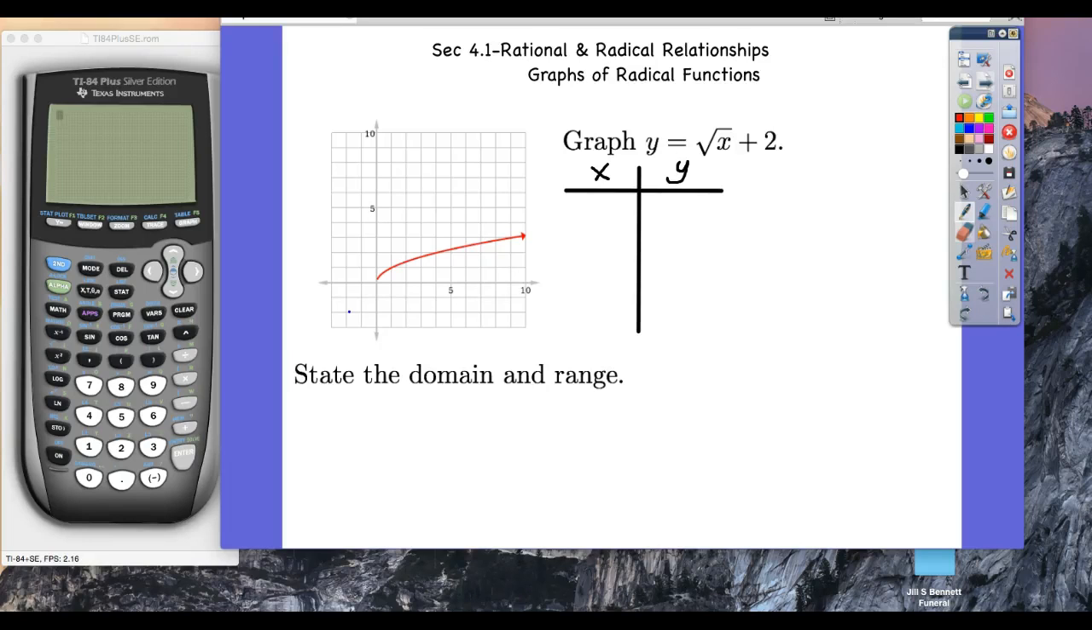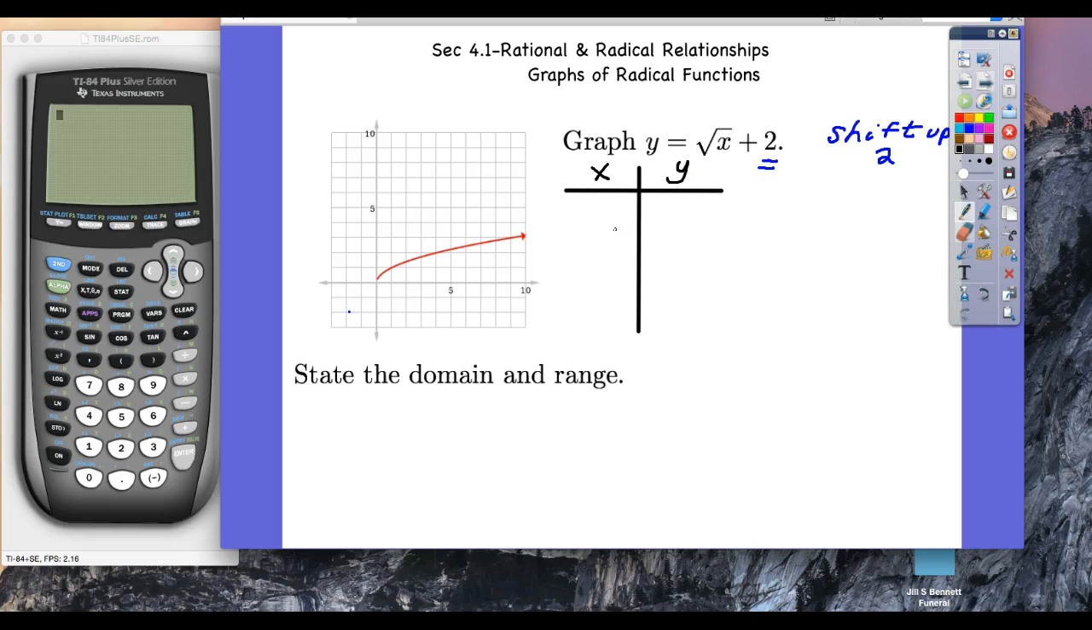So in this one we're going to graph y equals the square root of x plus 2. Now this looks very similar to the first example. The only difference is this number. We're actually just shifting the square root of x function up 2 units. So there's a shift up of 2 units. That means every y value is affected. Every y value is shifting up 2 units.